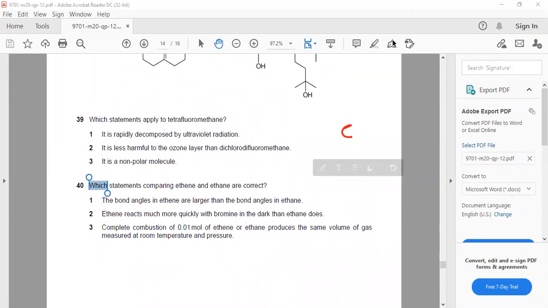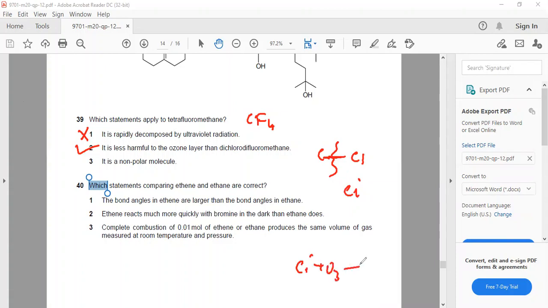Number 39. Tetrafluoromethane. Does it rapidly decompose? No. The carbon chlorine bond decomposes. Is it less harmful to the ozone layer? Yes. The carbon chlorine bond breaks down homolytically in UV light, forming chlorine free radicals. Chlorine free radicals react with ozone and deplete ozone. Is it non-polar? Oh, yes. Why is it non-polar? Many students think the carbon fluorine bond is polar because of the high electronegativity of fluorine. But it's wrong due to the symmetrical structure.